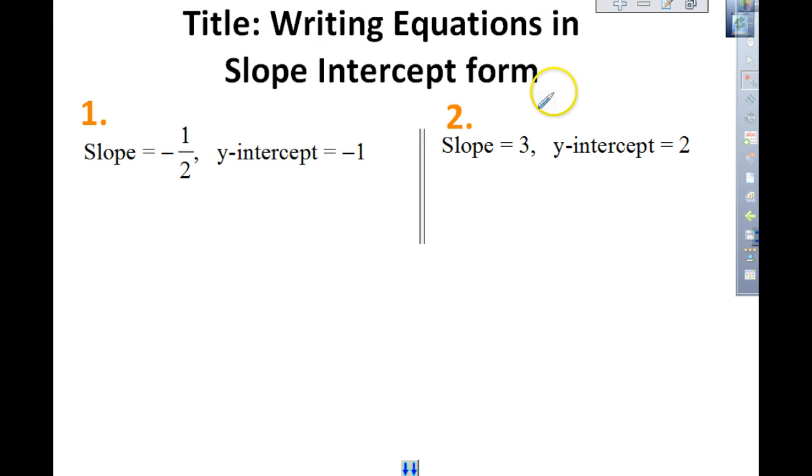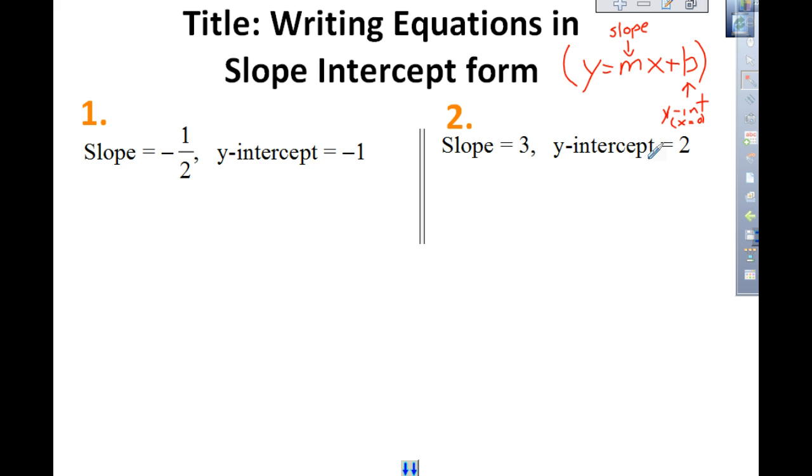Anytime it says slope-intercept form, what does that mean? What does that look like? Yeah, it's y equals mx plus b. Where, what does m stand for? Yeah, that's slope. And what does b stand for? Y-intercept. You might also remember that's where x equals 0. Y-intercept is where x equals 0.